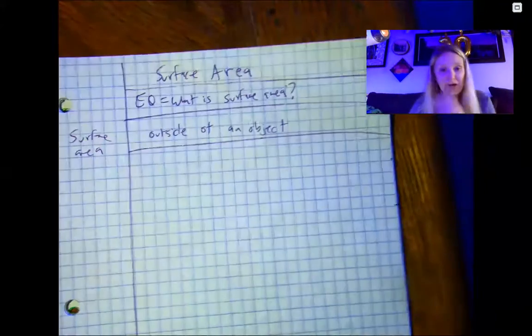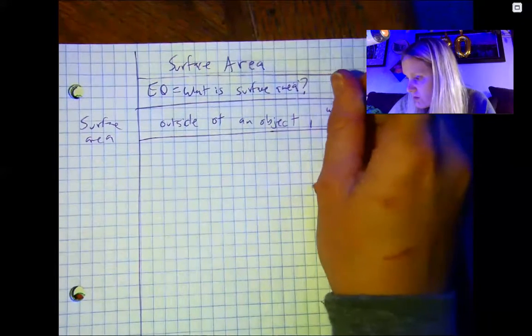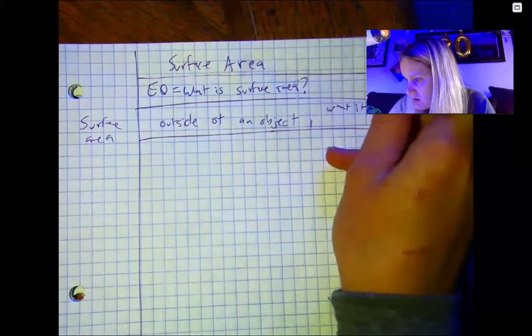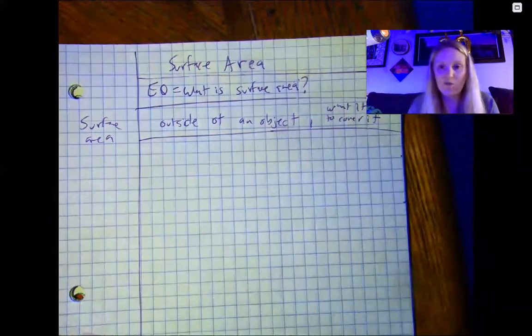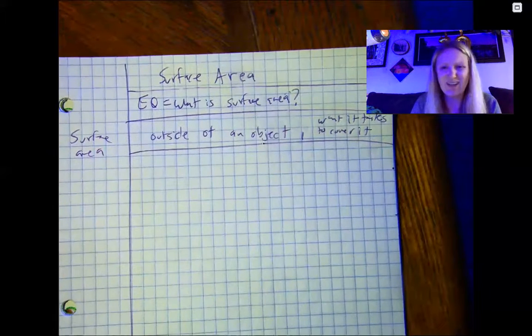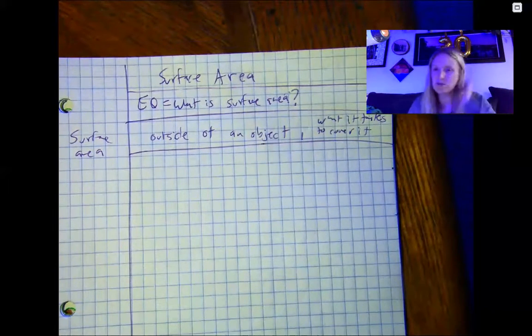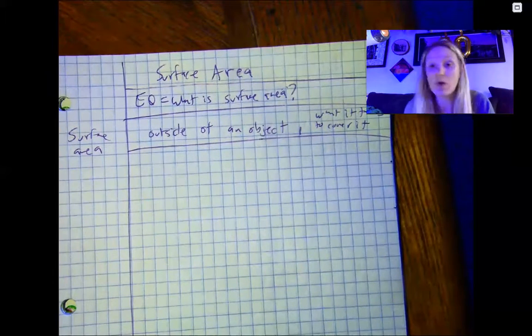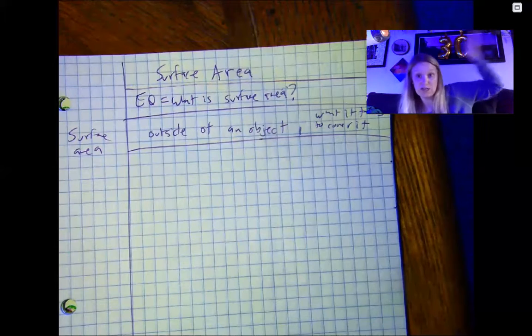So surface area is how much it would take to cover something. That's like if you were wrapping a present. Now that's a bad example because when you wrap a present, you put flaps and folds on things. So painting the walls of your house would be a better example, because you don't have any excess. You're just painting the inside.